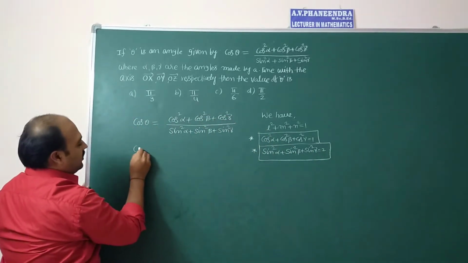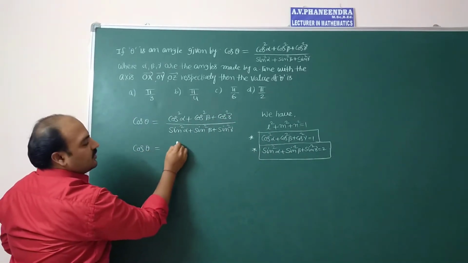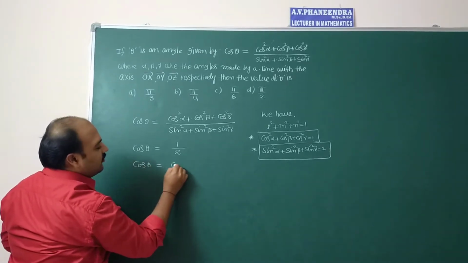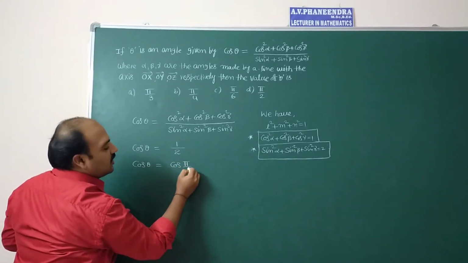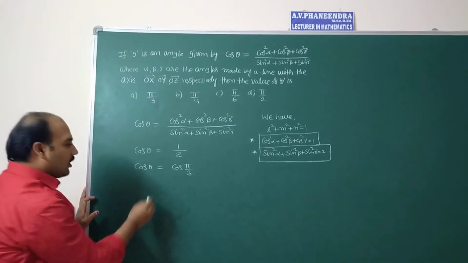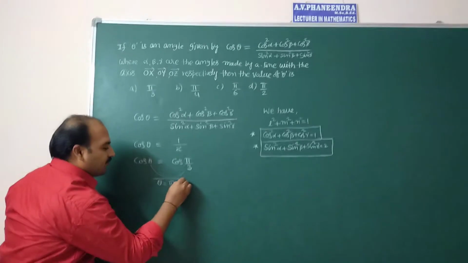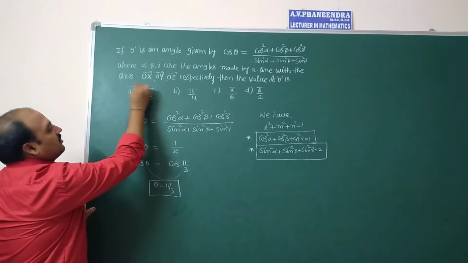Substituting in this, cos theta is equal to: this value is 1, this value is 2. Cos theta is equal to 1 by 2. For which angle does this hold? For pi by 3. So comparing the angles, theta is equal to pi by 3, which is there in the first option.